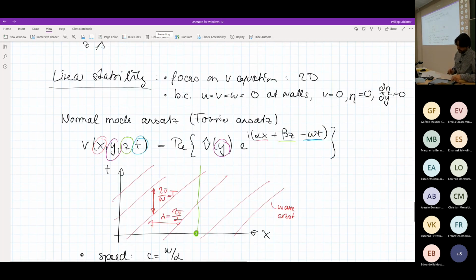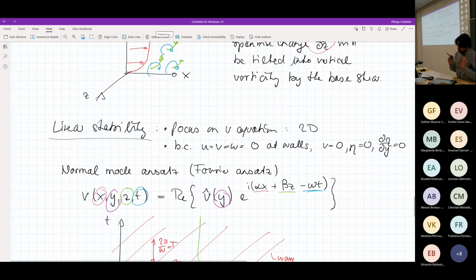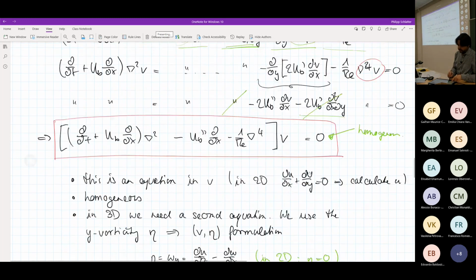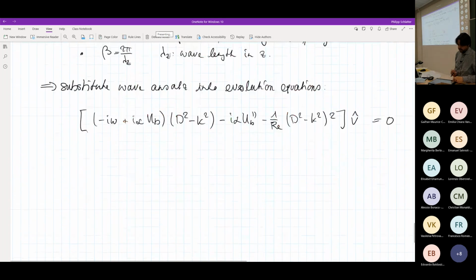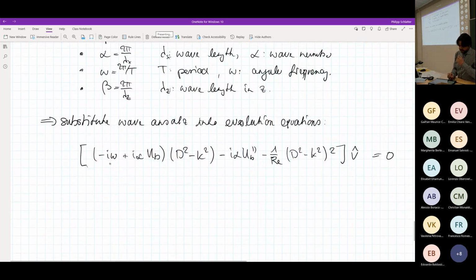Now I need to explain that a little bit. Again, what I did is I took this normal mode ansatz from here and plugged it into the v equation. If you just stay with the first term, we have a time derivative and we have the U_B times d/dx times nabla squared. So how did this turn out to be here? Well, the time derivative obviously gives something like minus i omega, which makes sense.